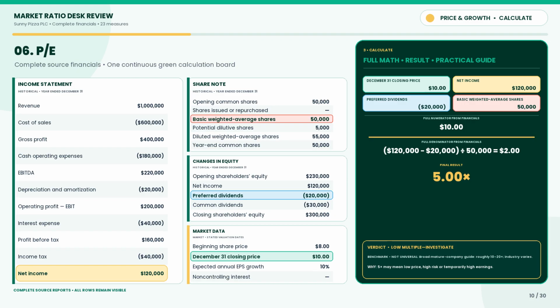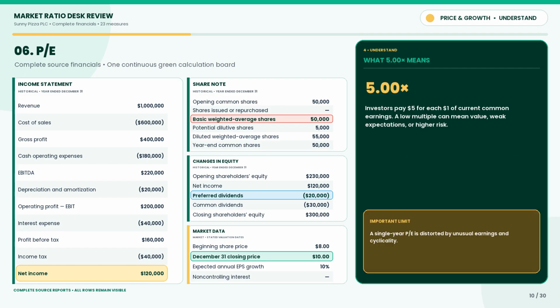The market uses P/E because it connects share price with profit attributable to common shareholders. Management sees the growth and risk expectations embedded in its share price. Investors compare the multiple with peers, history, growth, and earnings quality. Creditors may treat a falling P/E as a market confidence warning, but it does not directly measure debt-paying ability.